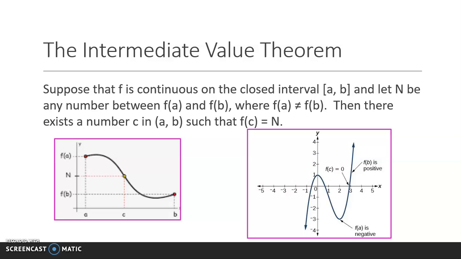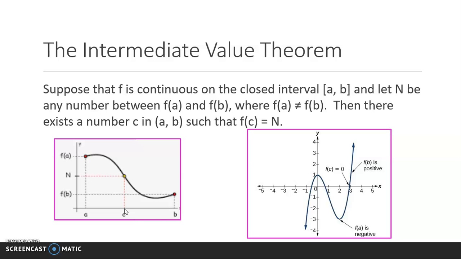Okay, this is just a very fancy way of saying that as long as my function is continuous from a to b, then I can pick any number between where I evaluate them, any number between there, n, okay? And there's going to be a number between a and b that will get me that n value.